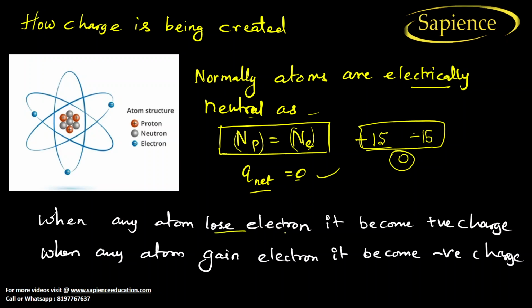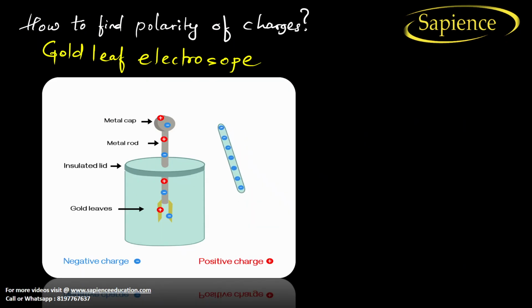Now, when any atom loses an electron, it becomes positively charged, and when any atom gains an electron, it becomes negatively charged, as we have already discussed. Now, how do we find the polarity of charges? This is very important. A gold leaf electroscope is used, and with it you can find the polarity of charge.